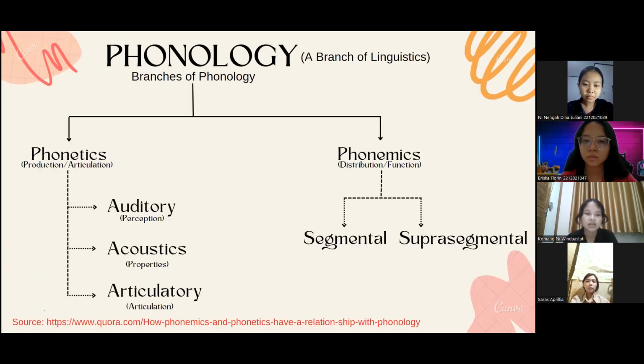So, as you can see in the concept map, phonology is divided into two branches. The first one is phonetics, and the second one is phonemics. In phonetics, it is also divided into three categories. The first one is articulatory phonetics, the production of speech sounds. The second one is acoustic phonetics, the physical way speech sounds travel. And the last one is auditory phonetics, the way people perceive speech sounds. And there is also phonemics, which is divided into two categories, segmental and suprasegmental.